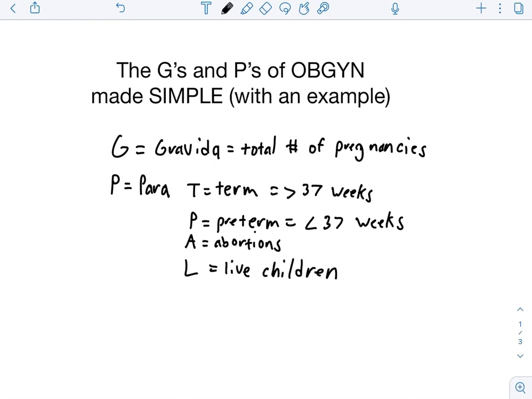All right, so there you have it. There's your G's and P's. So again, G equals gravida, which is going to be your total number of pregnancies. And just an important note to make, the total number of pregnancies includes ectopic pregnancies as well. And you have P for para, which can be broken up into TPAL: T for term, greater than 37 weeks, P for preterm, less than 37 weeks, A for abortions, and then L equals live children, or living children.